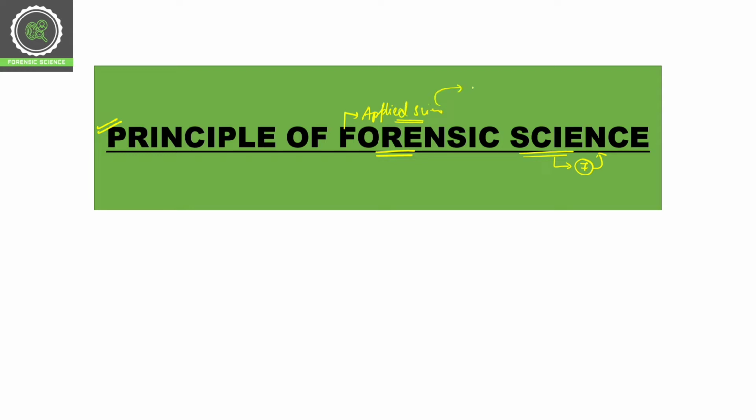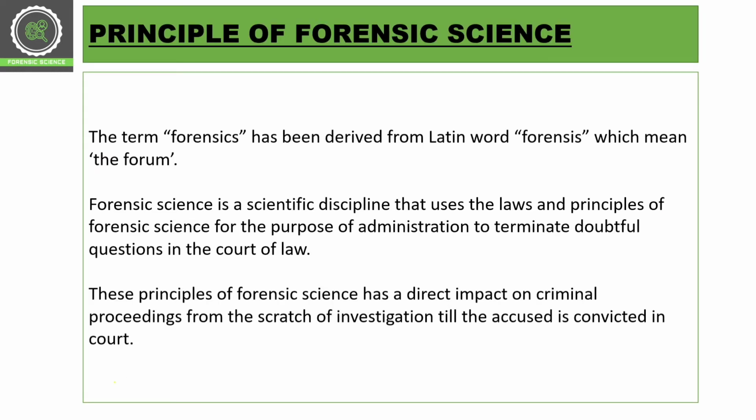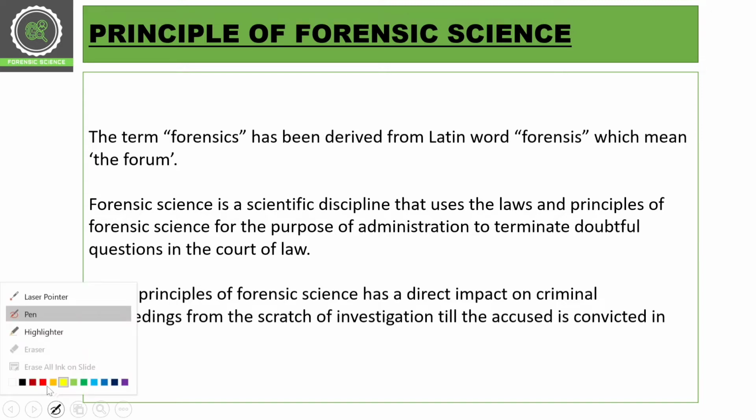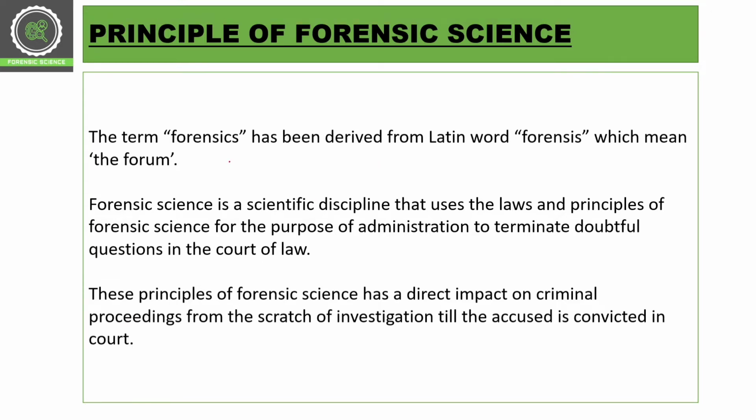So in applied science, we can apply laws, principles, and methods of pure sciences to solve crime. Okay, and all these methods and laws are related with forensic science, of course, because we are applying them to solve the crime. But these 7 principles of forensic science are specifically related only with forensic science. Okay, so let's understand these important principles of forensic science.